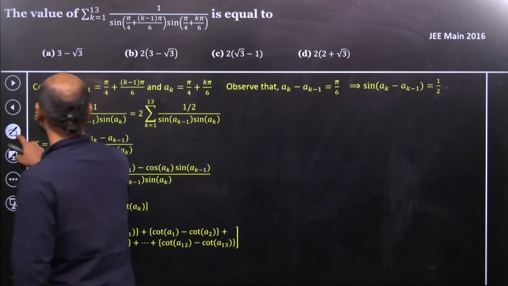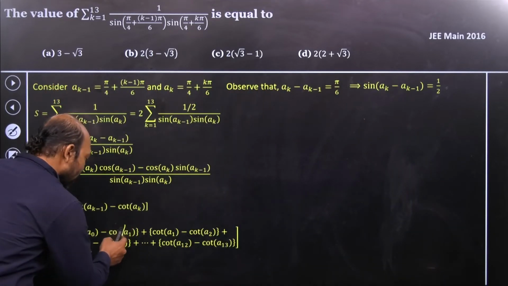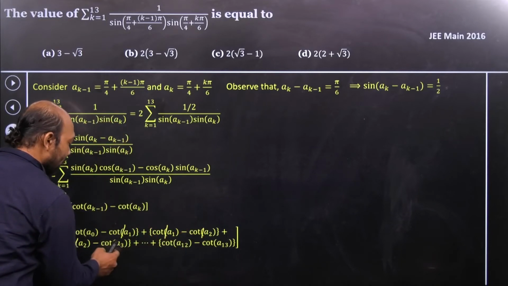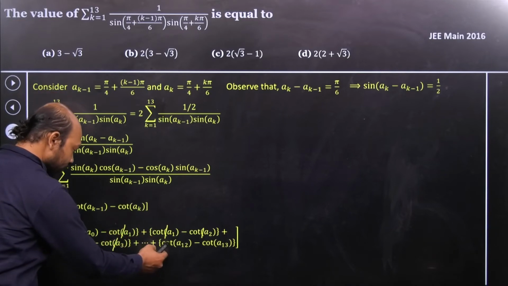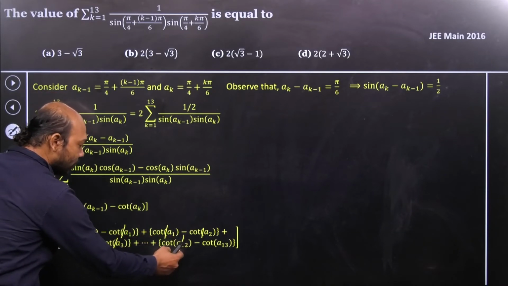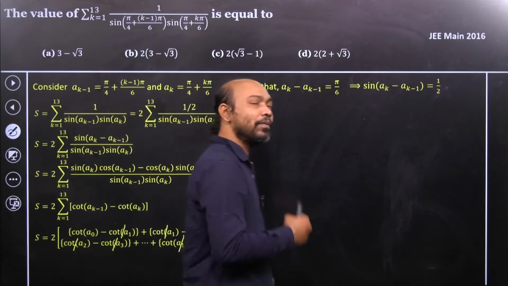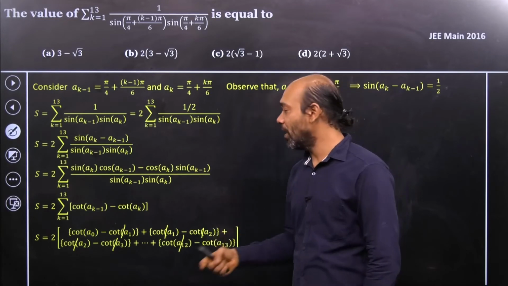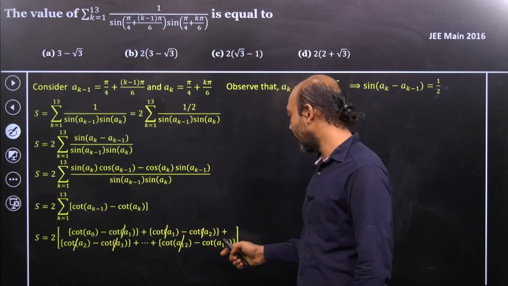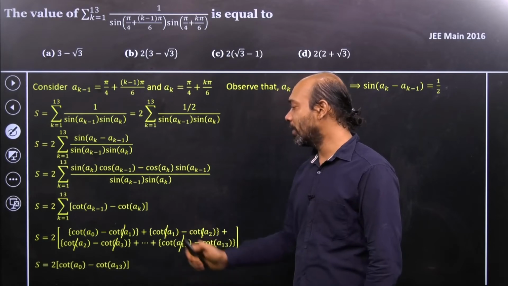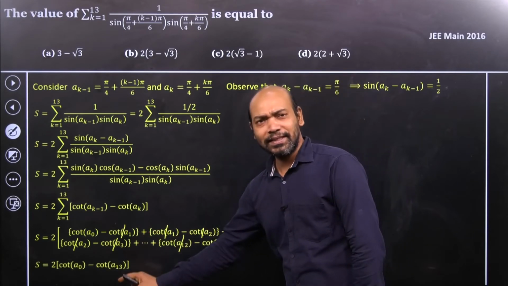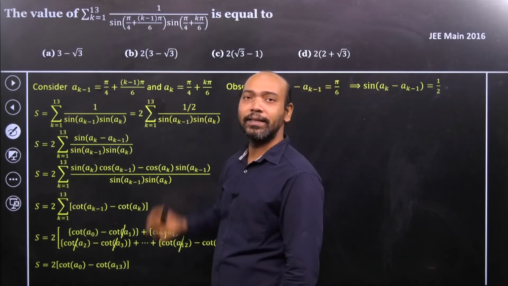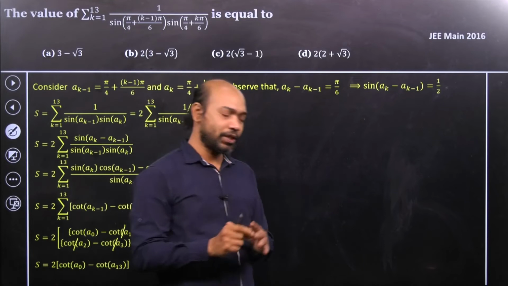Cot a1 and cot a1 get cancelled, cot a2 will be cancelled by the next term, cot a3 will be cancelled by the next term, and cot a12 will be cancelled by the last term of the previous one. In this way all the terms get cancelled. So what is left is cot a0 and cot a13. We write that down, and that gives me the final summation. Now we are done with this sum, our job of summation is over.